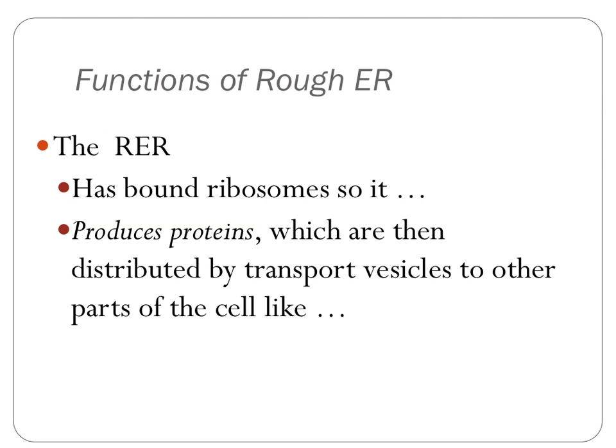The rough ER, we're back to our structure determines function. It has ribosomes bound to it. That's its structure. And their function is to produce proteins. So it's really these ribosomes which are producing the proteins. And then they get packaged up in the membranes of the ER and sent off throughout the cell to do various things.